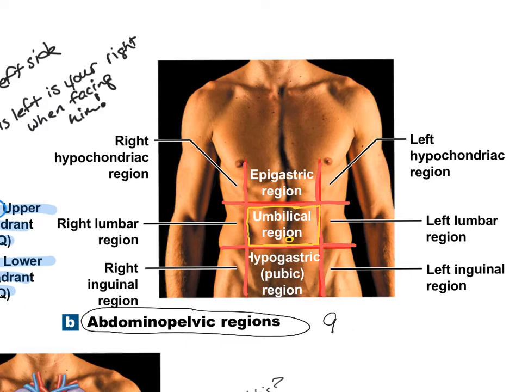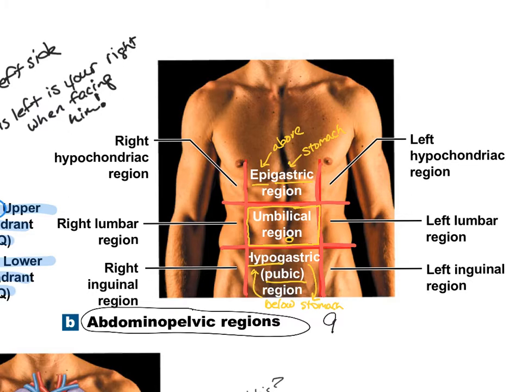Then we'll look at the regions above and below the umbilical region. Above the umbilical region is the epigastric region. So epi means above and gastric means stomach. So epigastric is above the stomach. And then if we look below the umbilical region, we see hypogastric. Hypo means below and gastric means stomach. So hypogastric is below the stomach. So we're sort of saying that the umbilical region is the stomach and epigastric is above it and hypogastric is below it.